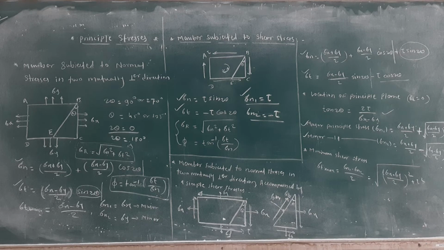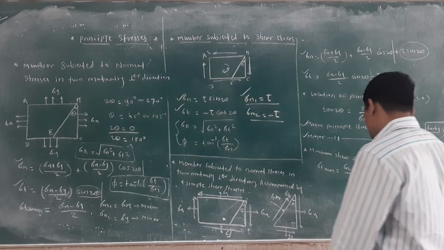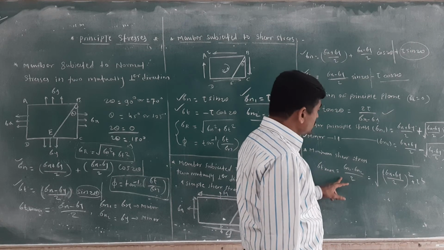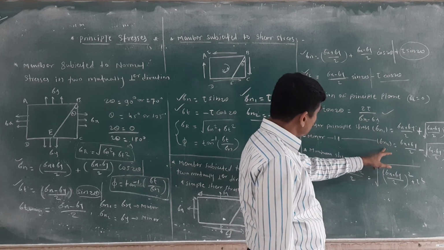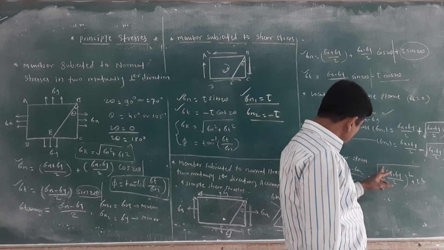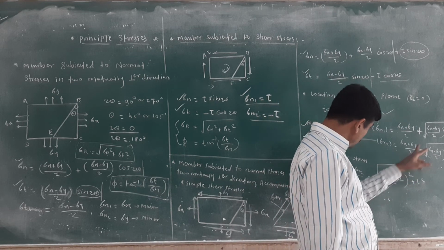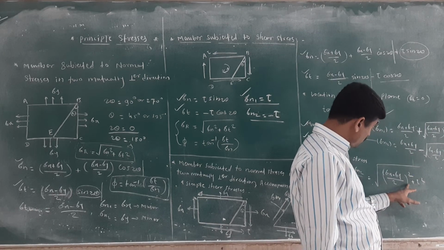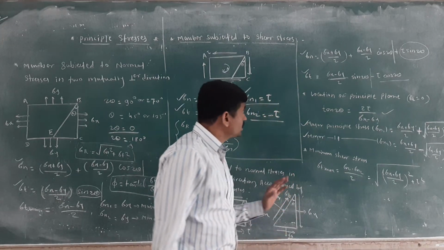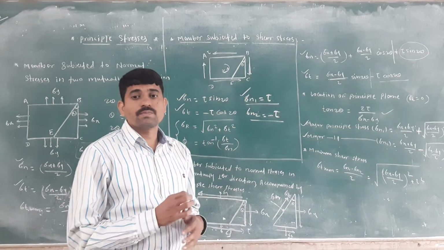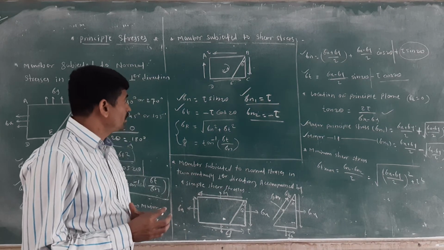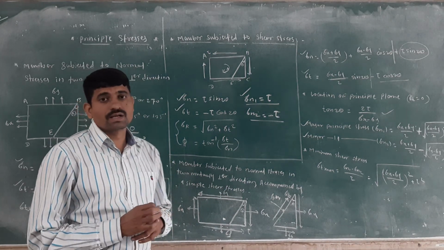Then how to calculate the maximum shear stress? Check that: sigma t max is equal to sigma n1 minus sigma n2 divided by 2, or you can write it as the root of (sigma x minus sigma y divided by 2) square plus tau square. Very simple, but you should remember the formulas, otherwise you can't calculate. If you don't know the formula, you can't calculate.